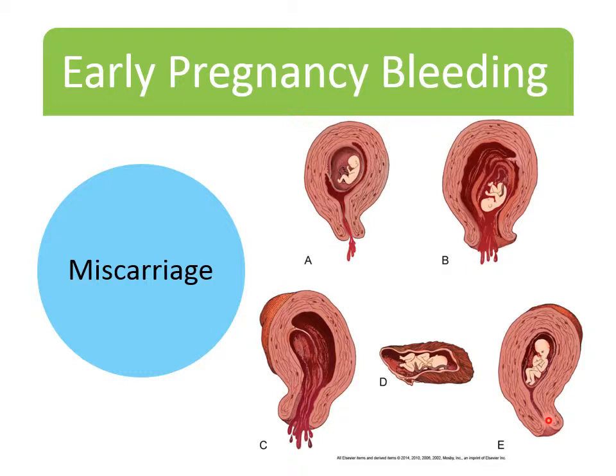There's also recurrent, or early, or habitual miscarriage. This is 3 or more spontaneous pregnancy losses before 20 weeks gestation.